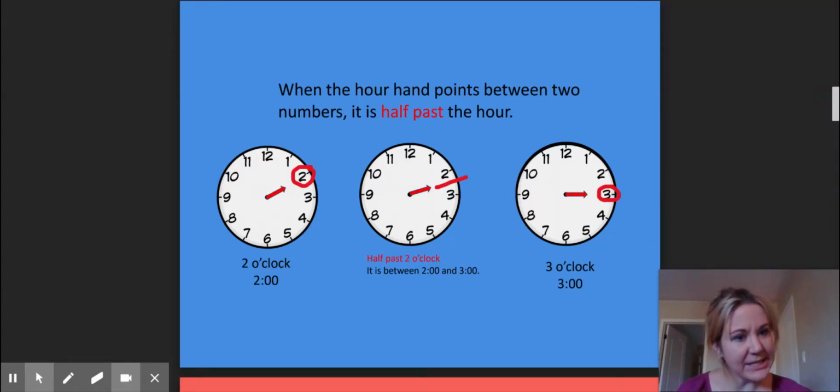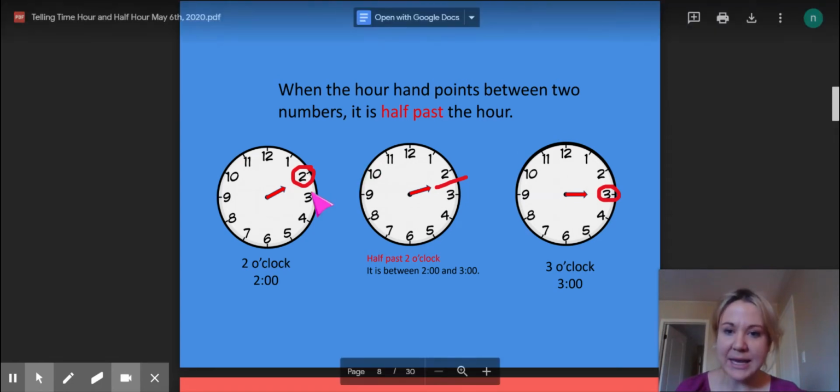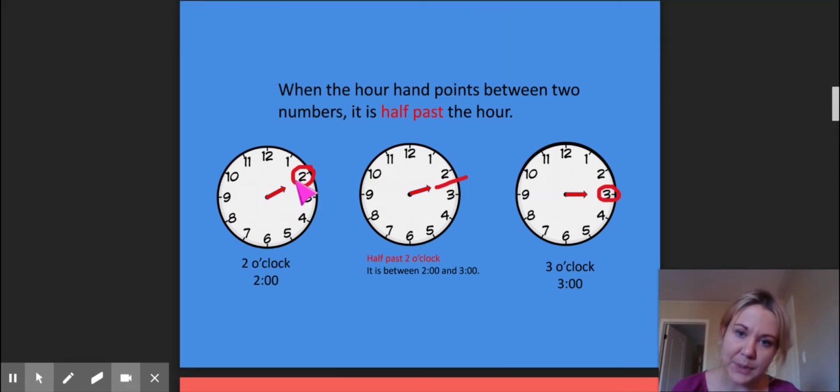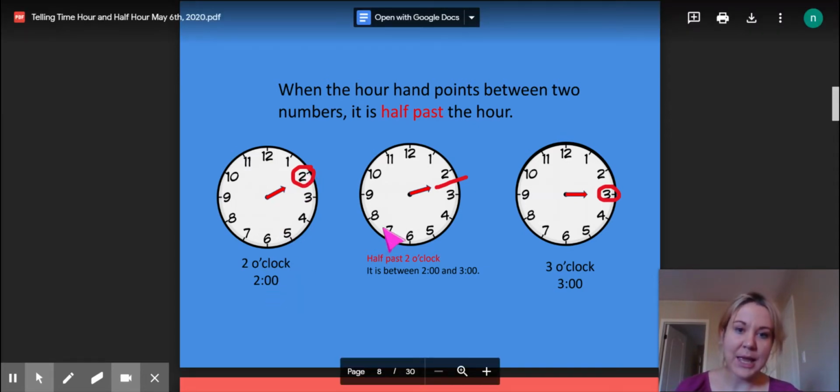All right, so we're continuing on, in part two, and we're talking about when the hour hand points between two numbers. Okay, so here the hour hand is pointing right at the 2. It's pointing directly at 2, so it's what time? 2 o'clock. Okay, the hour hand's at the 2, it's 2 o'clock.